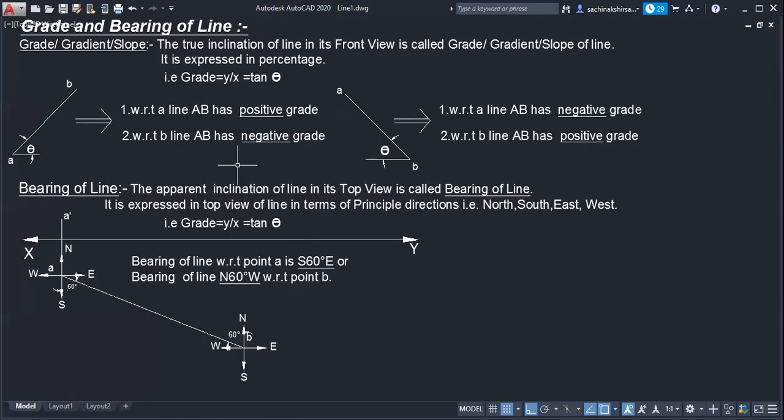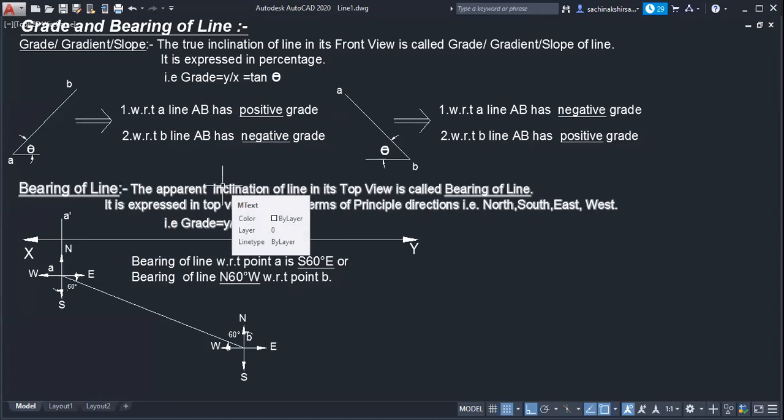This is a very famous concept in this chapter. Probably this is the second last bit from this chapter. After this, one bit is there, but that is more challenging, we can say. So it is almost the last bit from this chapter, grade and bearing of line. In short, you should remember the definition of grade. These are actually two parameters of a line: one is grade, another one is bearing.